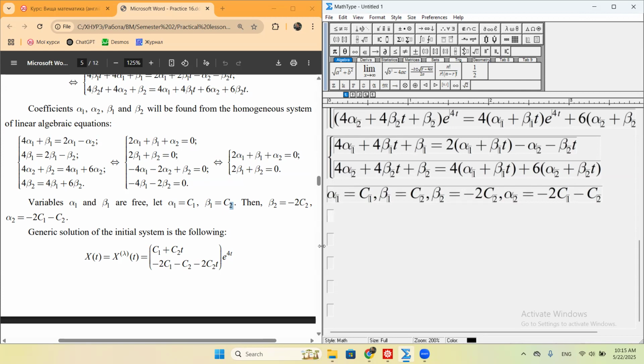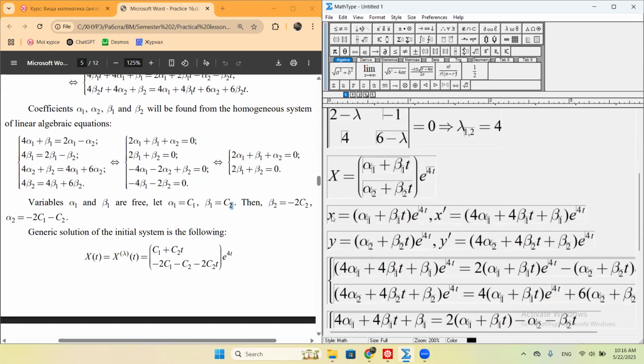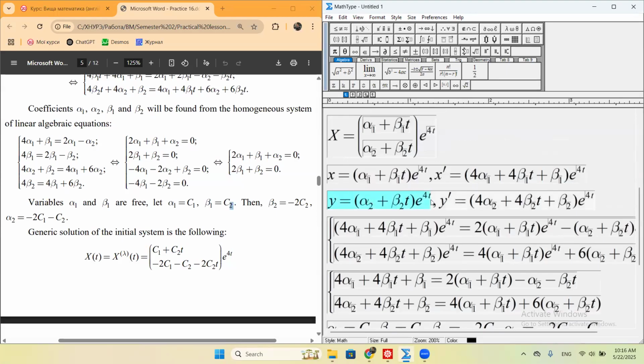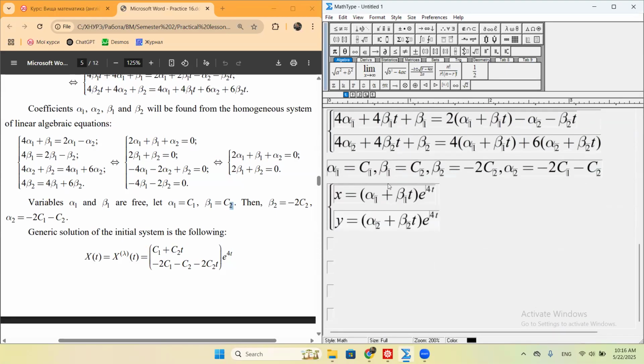Then we will write down the solution. We will substitute them here: alpha 1, so C1 plus C2 t, and substituting these constants, minus 2C2. So this is the final answer for the system. Any questions about this exercise?